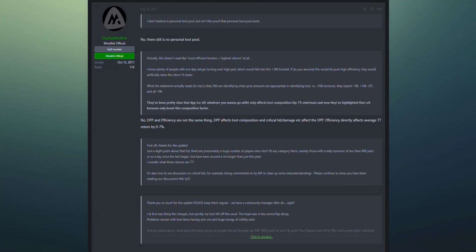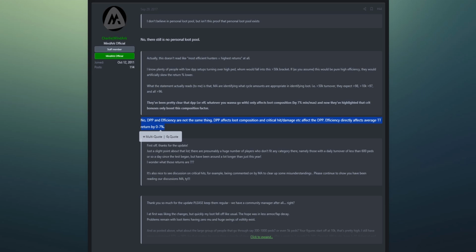Back in September of 2017, this is an official MindArk post, Charlie, on the Planet Calypso forums, discussing loot and how DPP, damage per peck, compares to efficiency of a weapon. But I'm just going to use the second part of this. Efficiency directly affects average TT return by 0 to 7%.